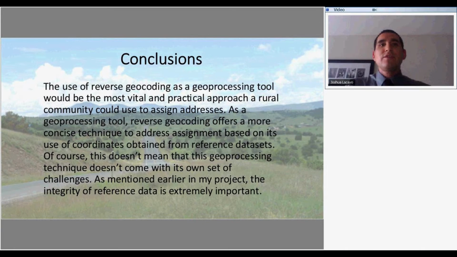In terms of geoprocessing tools that will help in the overall process of rural addressing, I would most definitely recommend the use of reverse geocoding. This geoprocessing tool offers a more concise technique to assign addresses based on its use of geographic coordinates obtained from reference data sets. Of course, it is not perfect and will not always work the way you want it to. As mentioned earlier, the integrity of reference data is extremely important.